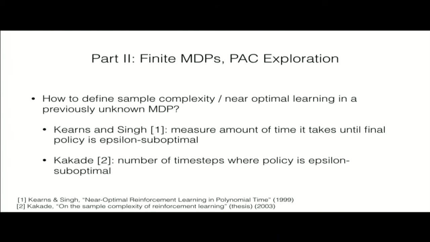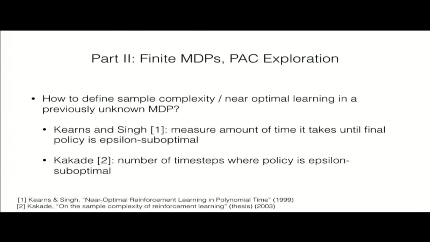Okay, so let me just say on this slide, we have a couple of different definitions of what it means to solve a previously unknown MDP. You could say it takes a certain amount of time until your policy is epsilon suboptimal. One downside of that formulation is it makes a distinction between training and evaluation. The way to check this in practice would be to periodically evaluate the policy you've learned and see if it's near optimal.